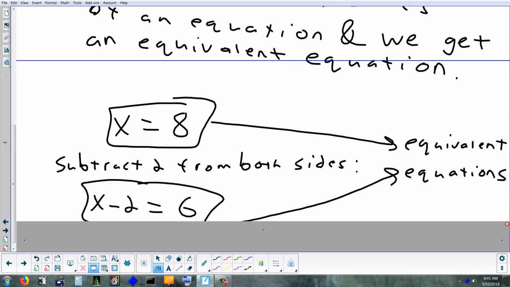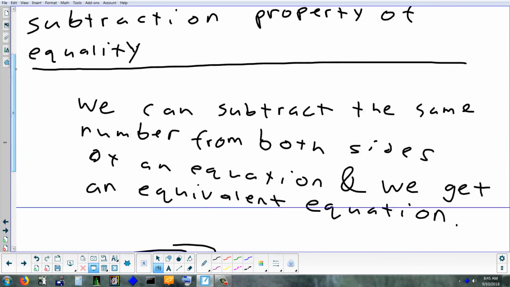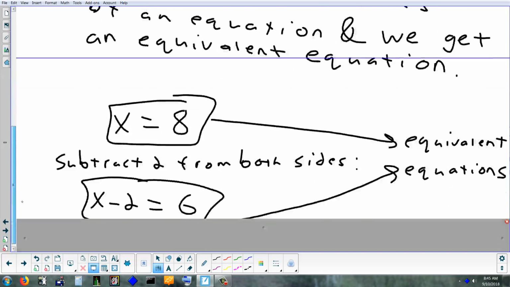On the test on Friday, we're not going to ask you to write the subtraction property of equality. You're not going to have to do that. As long as you know how to apply it, you're good. So again, it's like the addition property of equality. This is the subtraction. We're showing you how it works.